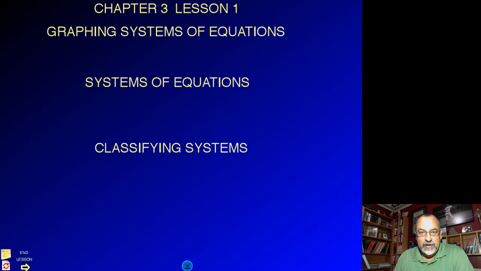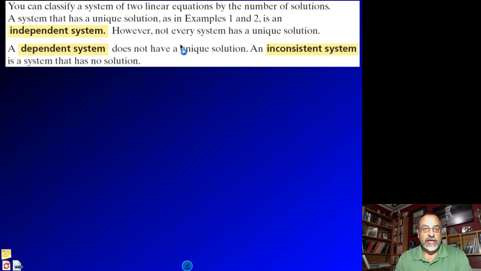Anyway, classifying. Advanced Algebra Chapter 3, Lesson 1. In this last video, we're going to look at how to classify these systems. You can classify a system by the number of solutions that it has. So this is how we're going to classify these systems, based upon how many solutions they have.